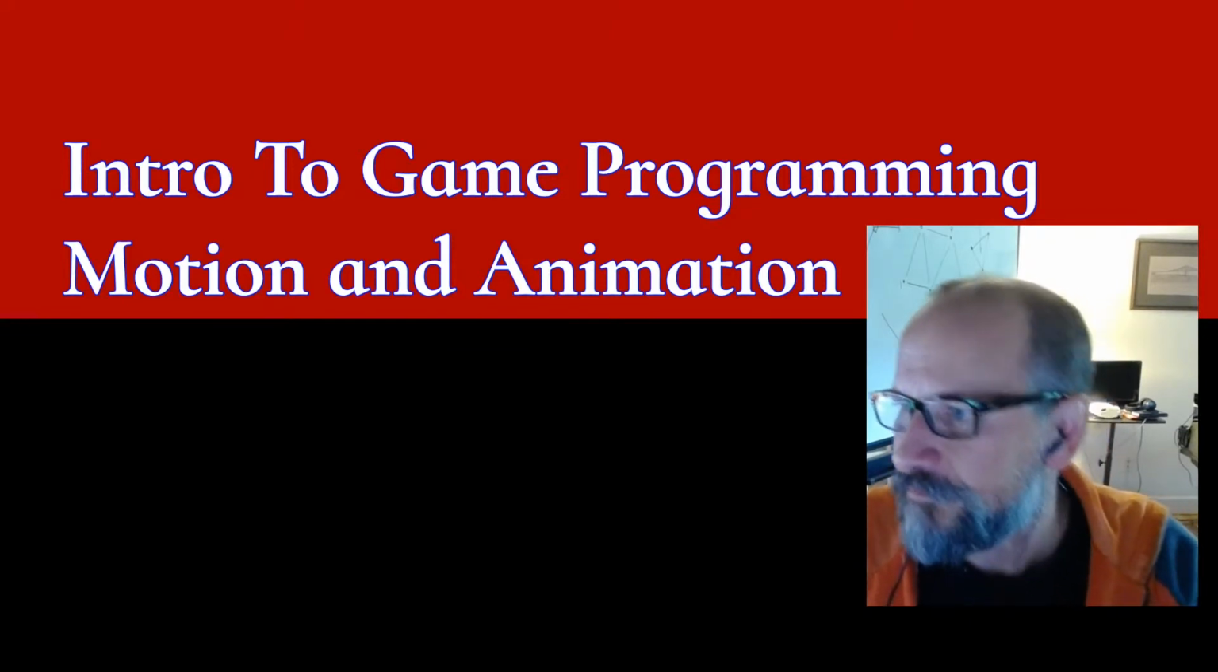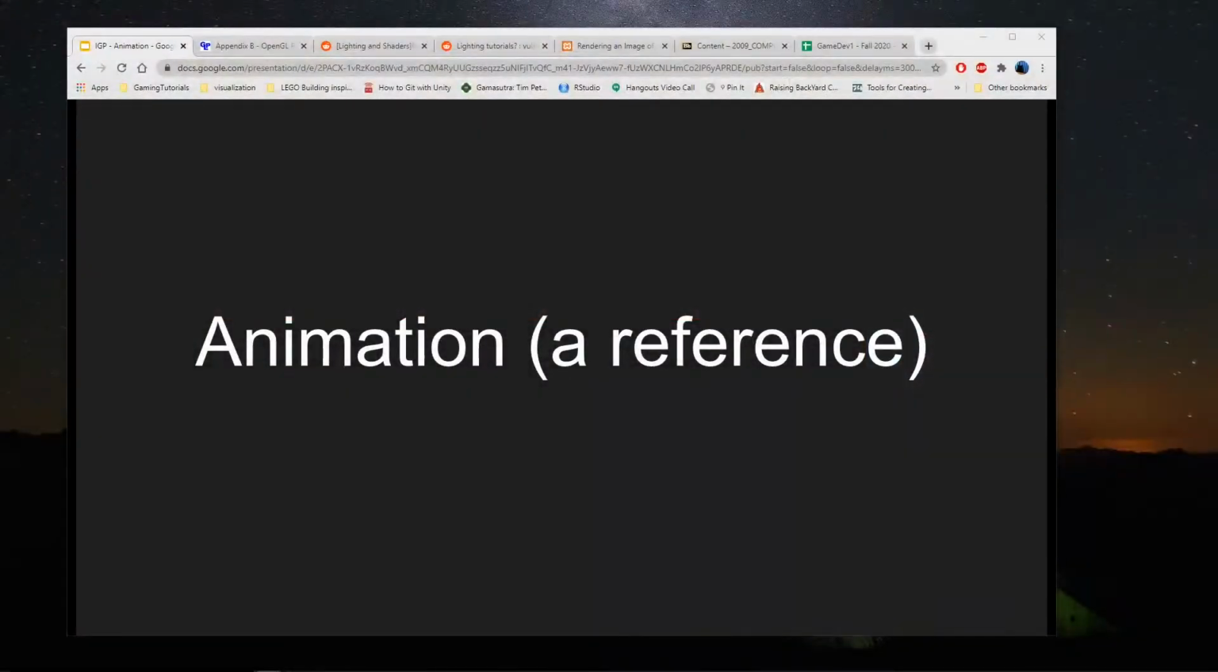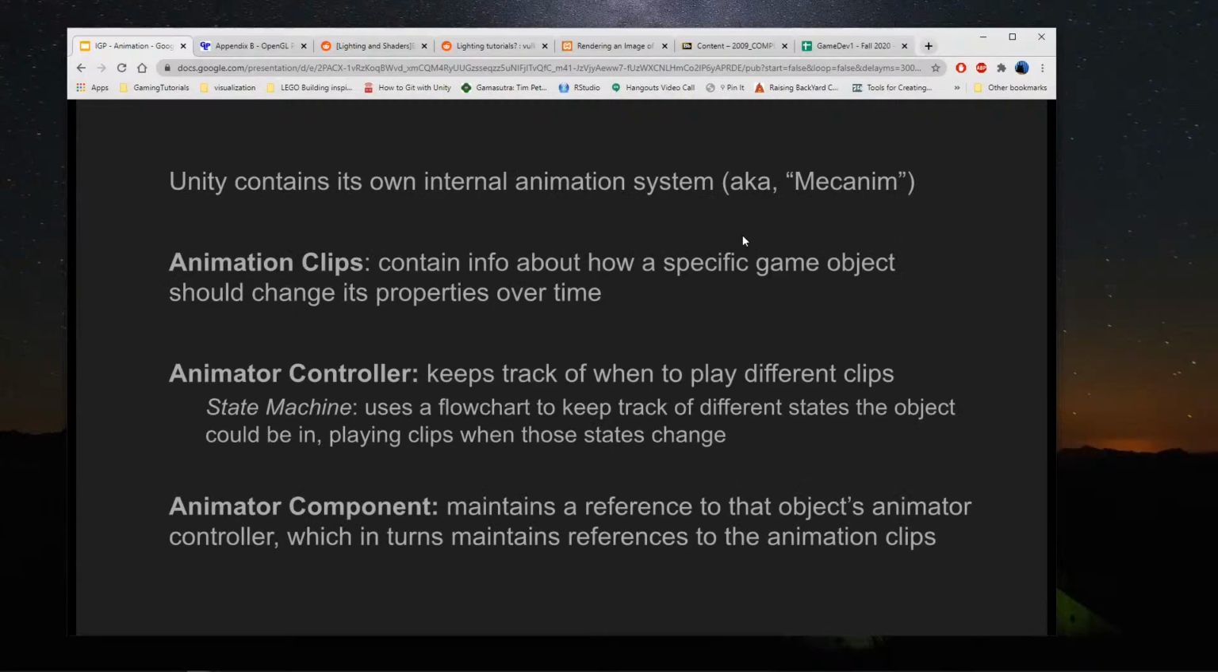All right. So let me switch over here and talk about animation, a reference. This is not just for sprites. That's the key thing. Unity contains its own internal animation system, used to be called Mecanim. So if you hear something referred to as Mecanim, that is the internal Unity animation system. It consists of a bunch of different components that work interchangeably and a number of different assets that work with those components.